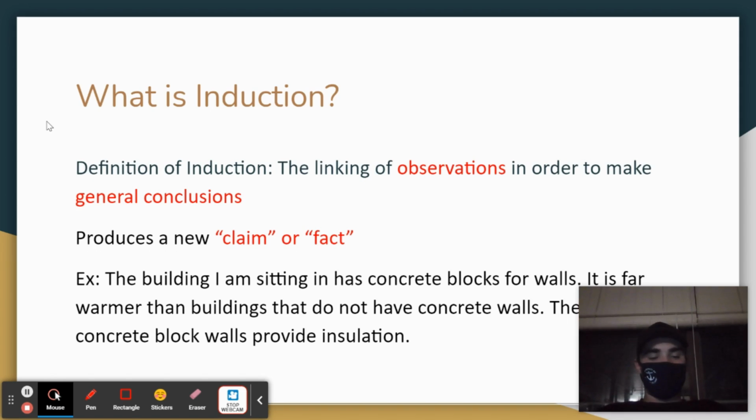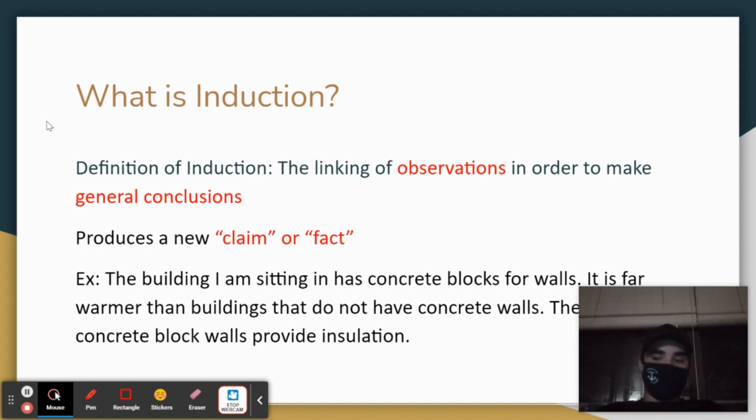But let's just continue. I was talking about the example. Basically, with the example, the first two sentences that you see are your observations. Both of those things you can perceive with a sense. Sitting in the building is obviously something physical that you can perceive, and it is far warmer. That is feeling right there. I am feeling the warmth, and the concrete block walls provide insulation.